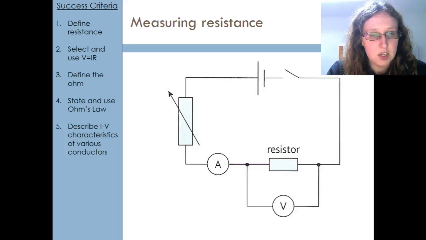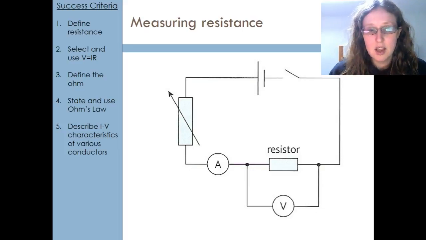So how do we measure the resistance of a component? The first thing we need to do is build a circuit, and the one I would pick looks like this. I've got a variable resistor in here, so that I can vary the amount of resistance in the rest of my circuit, which will allow me to change the current and the voltage across my components, so I can take multiple readings.